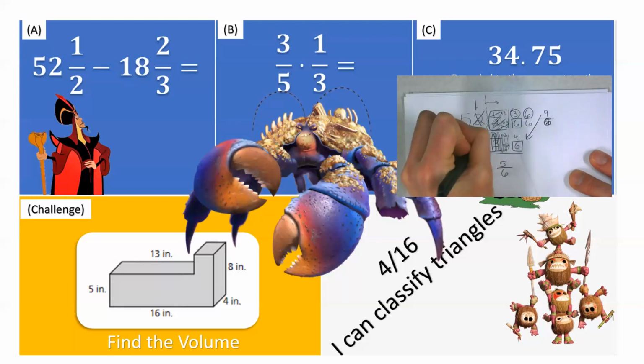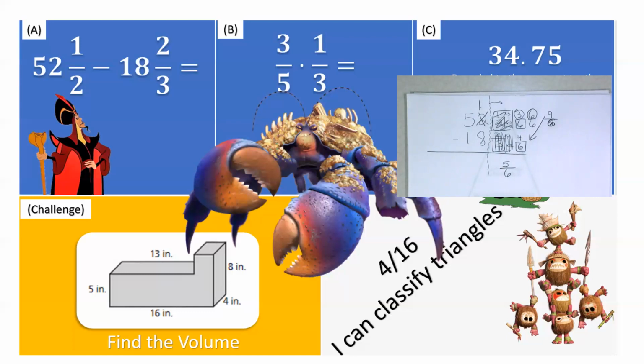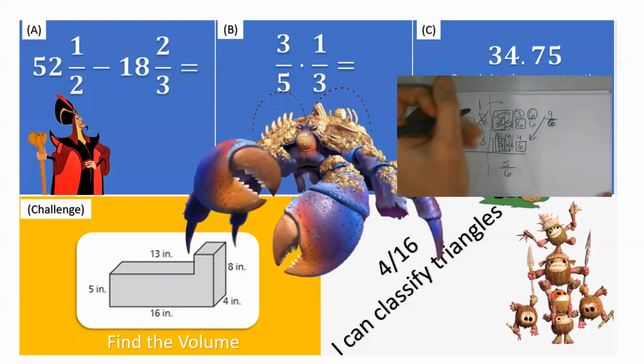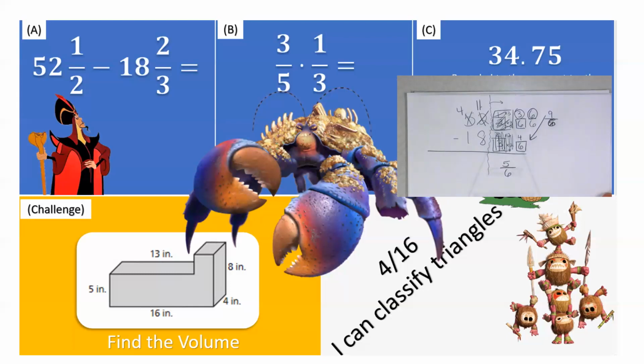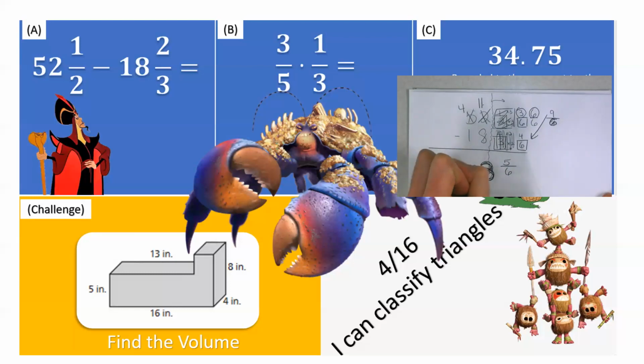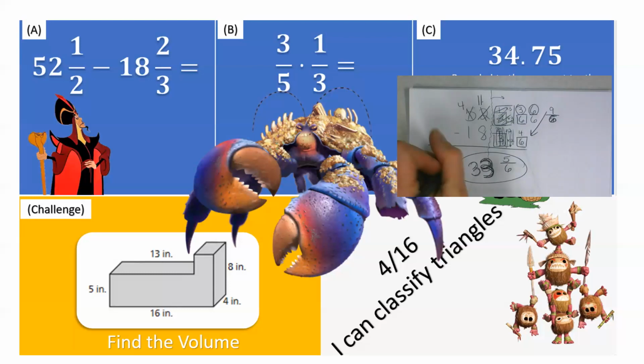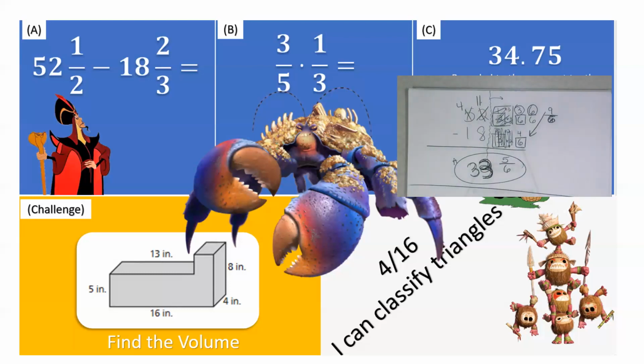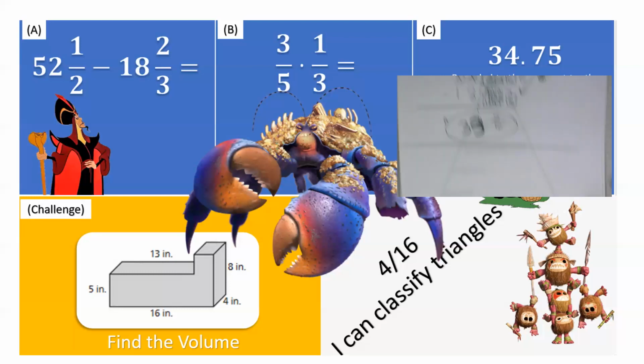And then 1 minus 8 is illegal. So once again, I got to borrow. I got to say, hey, 10, I need one of you. Sure, you can have one of my 10s. It's worth 10 ones. So now I have 11. 11 minus 8 is 2. I'm kidding. 11 minus 8 is 3. And then 4 minus 1 is 3. So your answer there is 33 5/6. 33 5/6. Let's go to B.